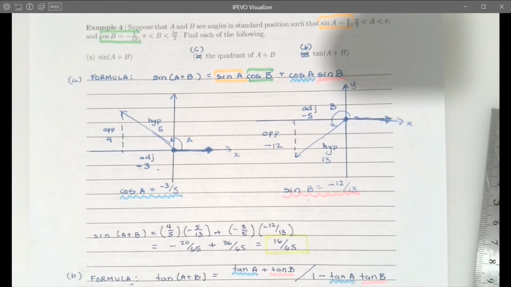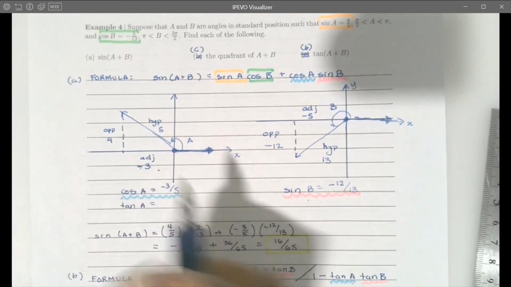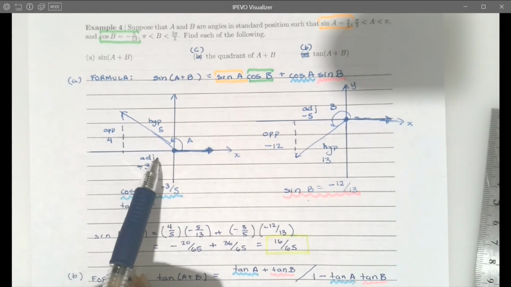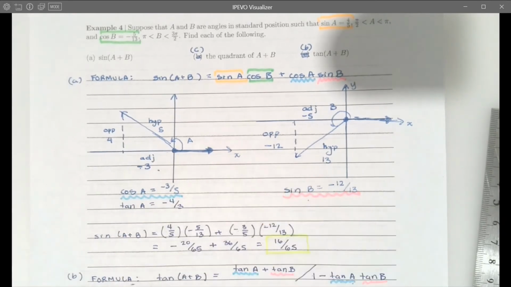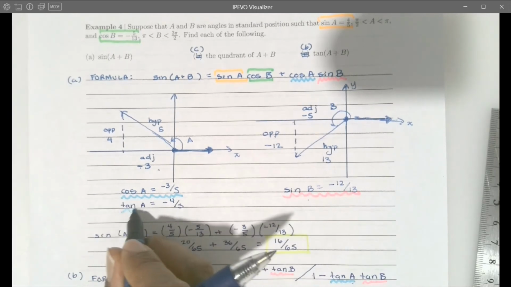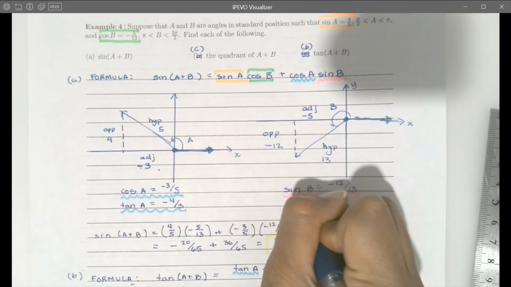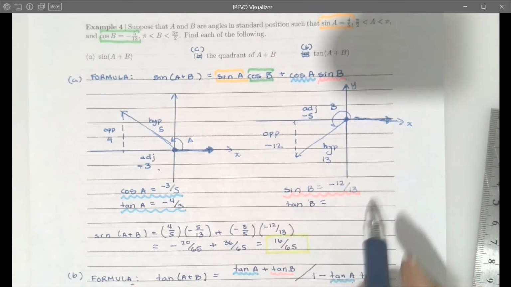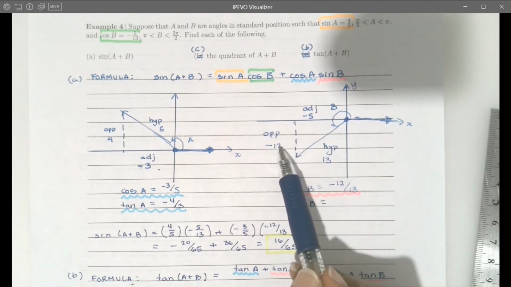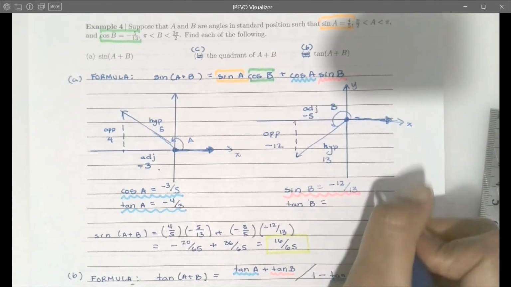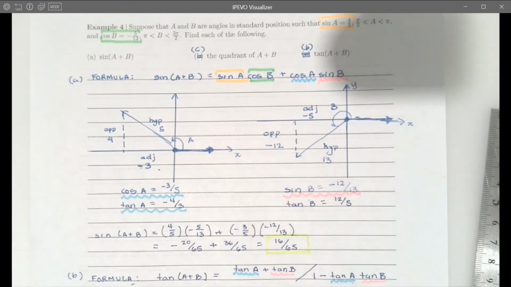Okay. So tangent of A, according to this first diagram, is going to be opposite over adjacent. So that'll be a negative 4 over 3. Now tangent of B, according to the second diagram, is going to be opposite over adjacent. So that's a negative 12 over negative 5. Our final answer will be 12 over 5.